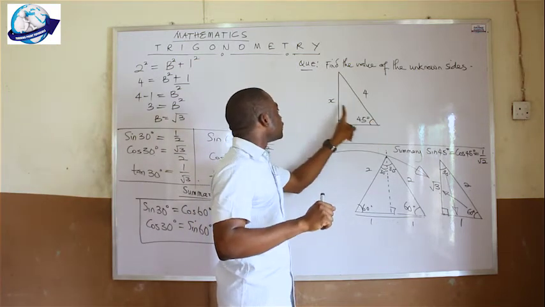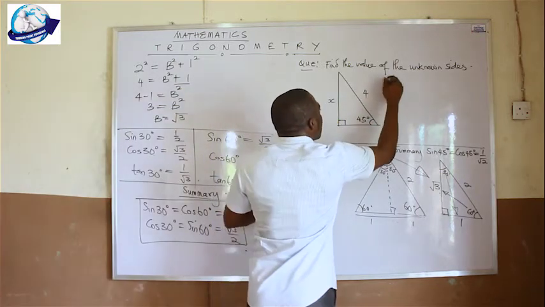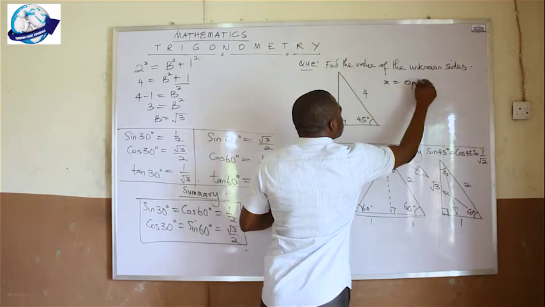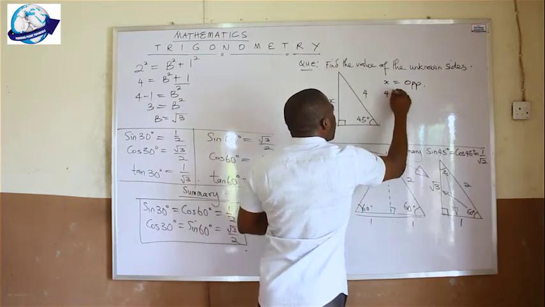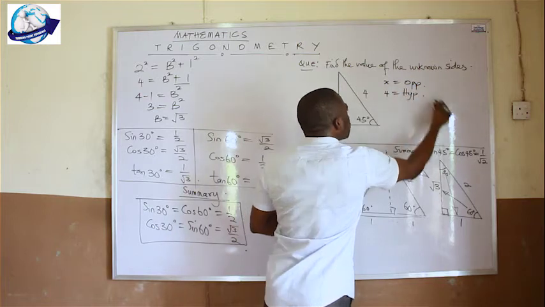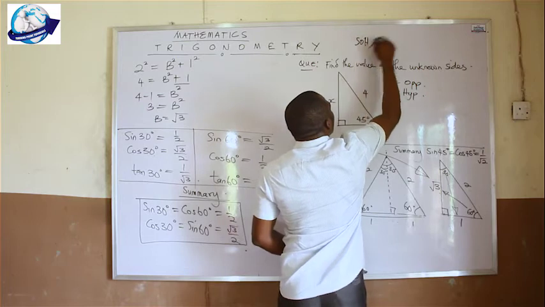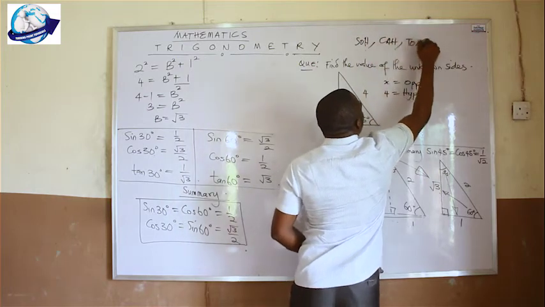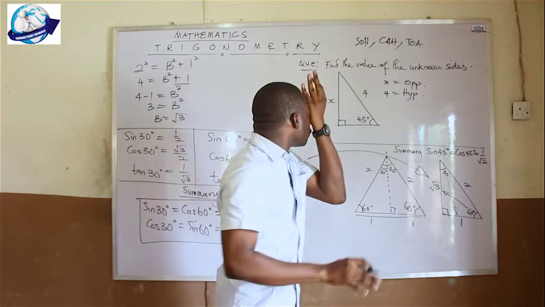Alright, so if 45 is facing this side, then you call the side opposite. So I'm saying x as opposite. Then the longest side, hypotenuse, right? So I'm saying 4 as hypotenuse. Okay, now from SOH CAH TOA, which of these three ratios is satisfied? That's the question. Which of them is satisfied?